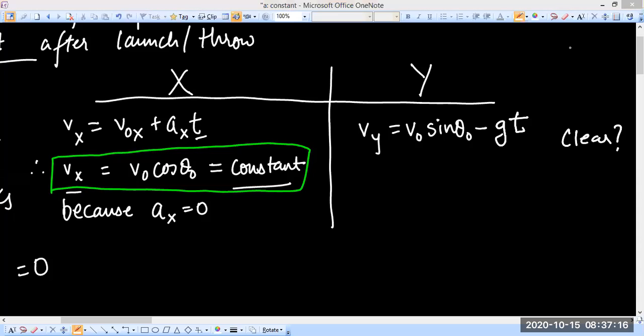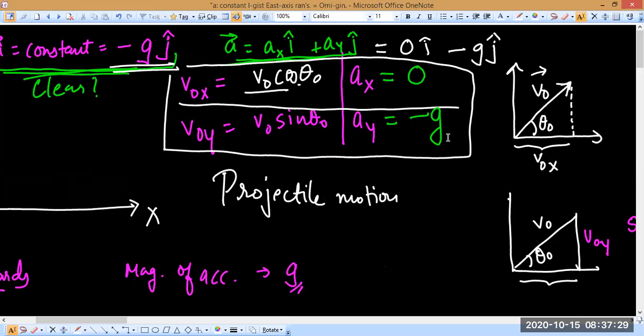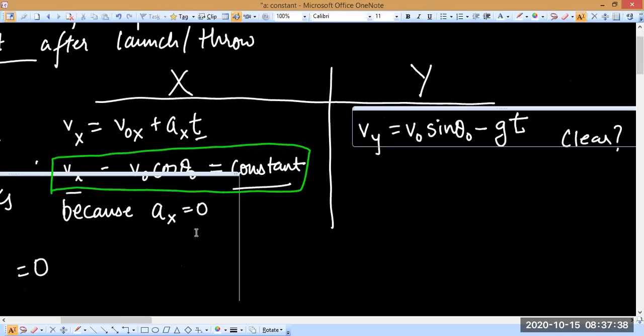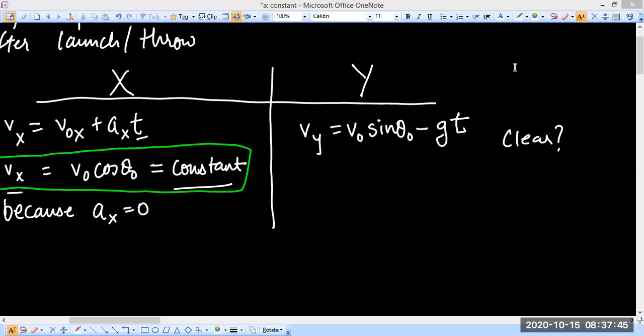No, Arkan, your answer is wrong because you wrote j caret. There is no need of j caret because as I mentioned earlier, ay is equal to minus g. ay is not equal to minus g j caret, right? Okay, that's why Arkan, your answer is wrong. All right, does anyone want me to explain this? Basically we have just put the values, right?